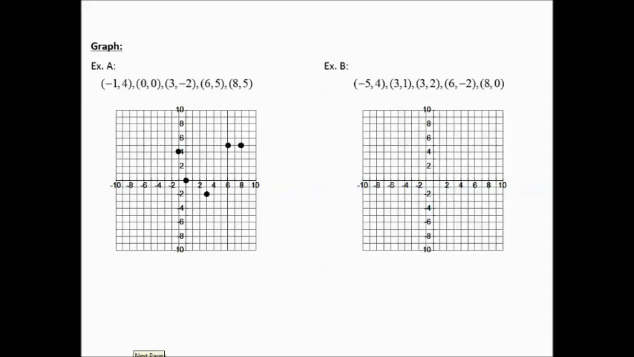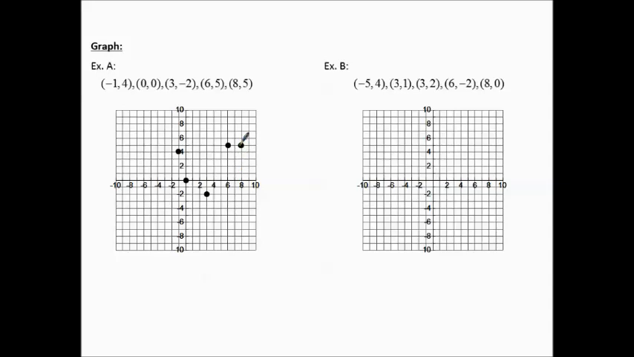Lastly, we're going to take a look at a few graphs. These are the same points that we've been looking at, except now I've plotted them on my graph. So notice the point -1, 4. If I start at my center, I go to the left 1 because it's negative, and up 4 because my y is positive. I plotted that point. My next point, I have 0, 0, 3, -2, to the right 3, down 2, 6, 5, up to 5, and lastly 8, 5. I went over 8 and up 5 because they're both positive.